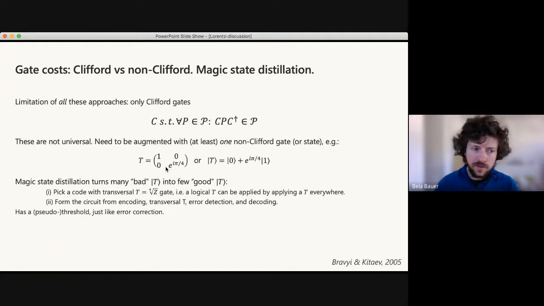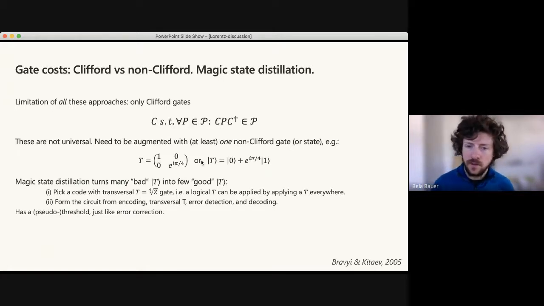Why do we choose this particular T gate and not some other rotation? The reason is that there's a procedure called magic state distillation. And what it does at a very high level is that it takes some large number of bad T states, so inaccurate realizations of this T state, and turns it into a few good T states. So you take many bad states and you distill their quality to get a higher quality T state, but you lose some number of them in the process.